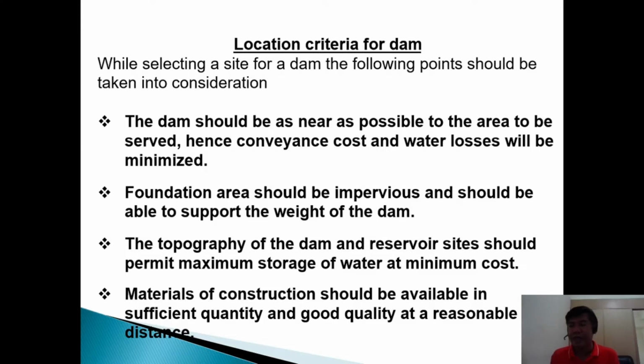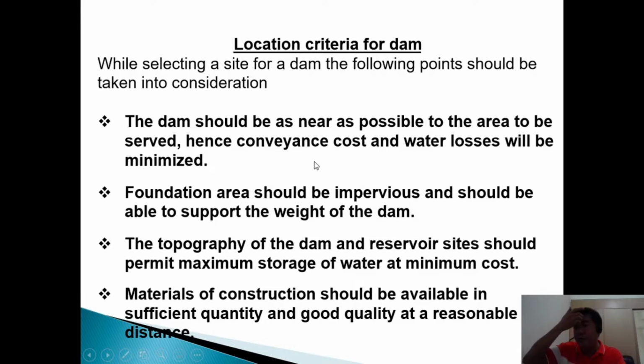position or the best site for the dam all throughout, because when we do the survey all throughout the river, we are going to check some parameters, some tests, some analysis, and so on. So here are some of the considerations. The dam should be as near as possible to the area to be served. Of course, it is the most important. Why? Because of the conveyance cost.